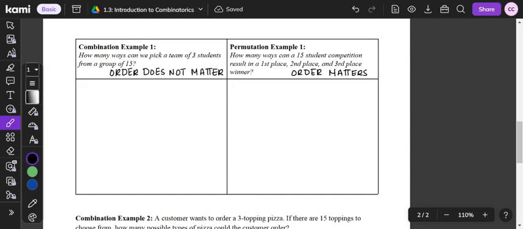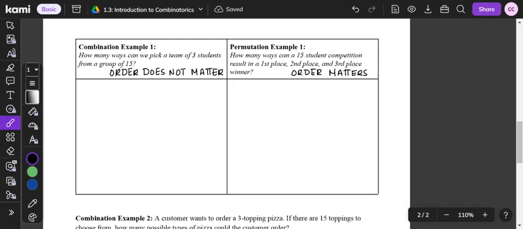The first thing I want you to pay close attention to is that in the combination example, the order that I pick the students in does not matter at all. It doesn't matter if they're male or female. It doesn't matter how I arrange them. I just need to have a team of 3. Whereas in this example, the order does matter. Somebody is very clearly going to be the first place winner, somebody the second place winner, and somebody the third place winner. So right there, that's the distinction between why you use the different formulas.